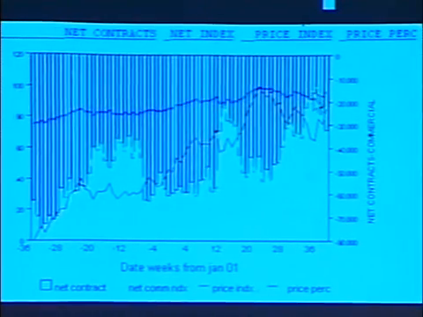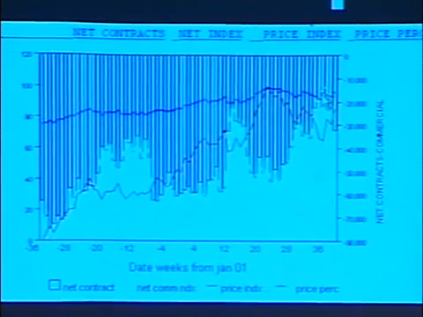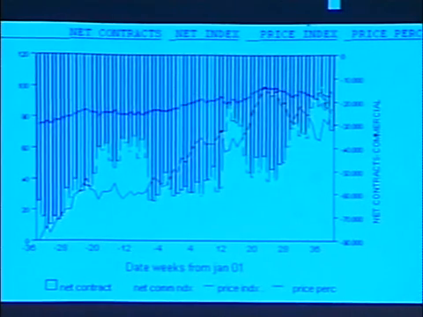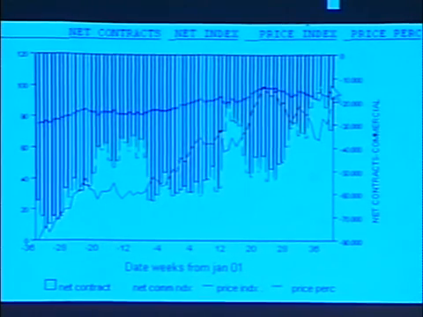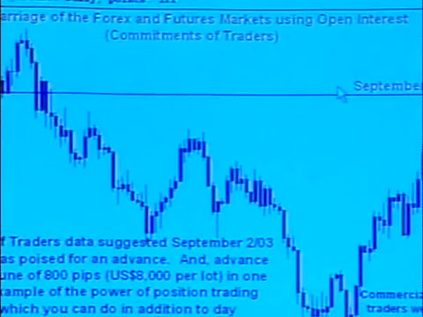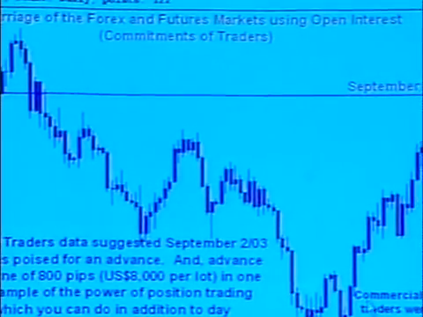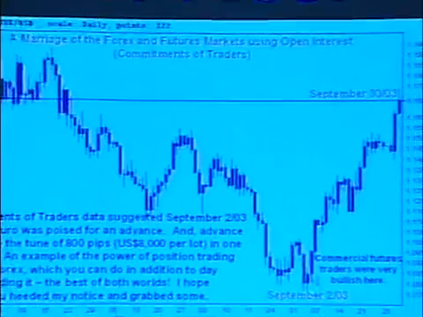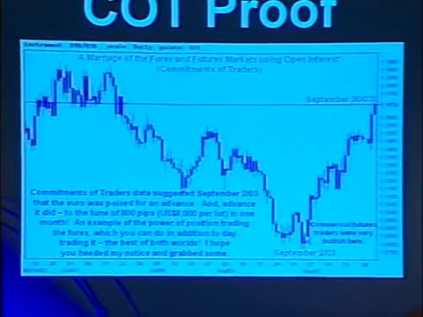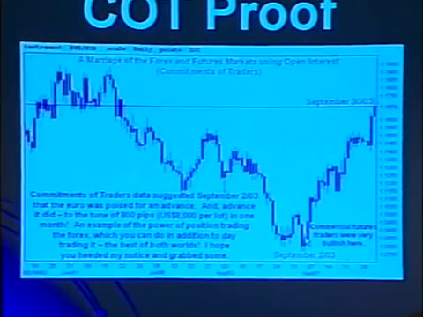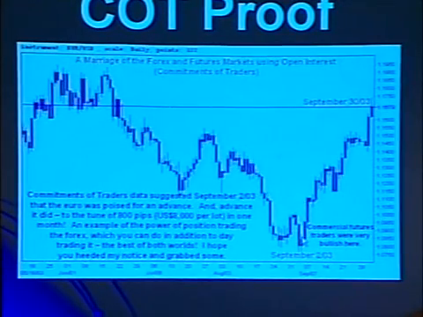It was at this point that I told everybody to buy the euro. And it's not because I'm brainy or anything, it's just because the commercial traders were buying. And I'm going to show you a better interpretation of this in a minute. There we are at September 2nd of 2003, at which point the commercial traders had loaded the boat up on their futures positions on the euro. You didn't have to be a brain surgeon to realize it was a good buy.